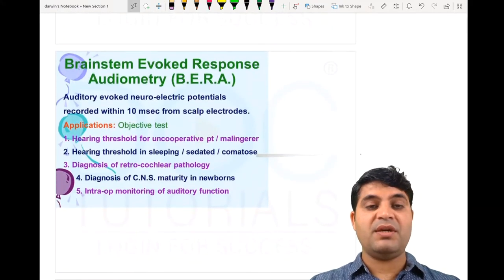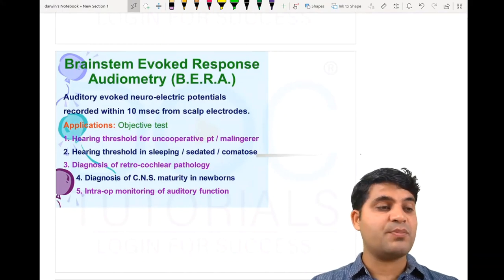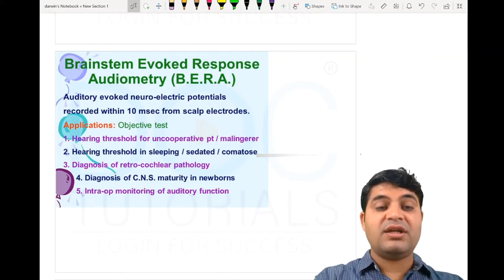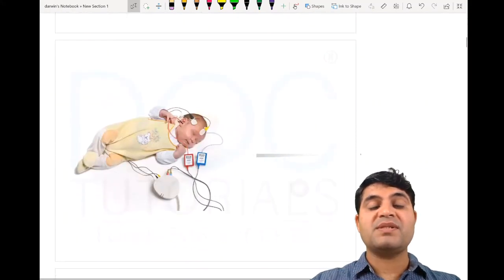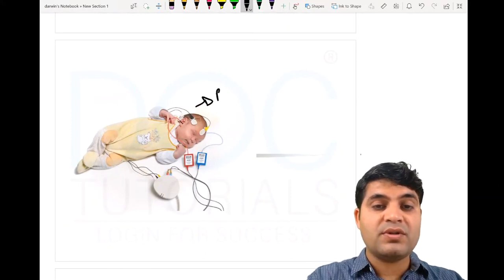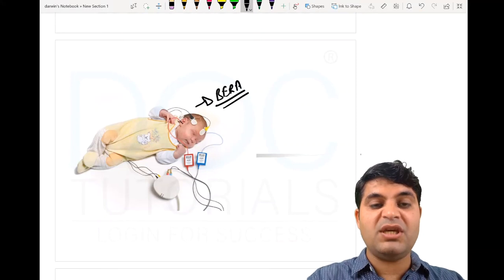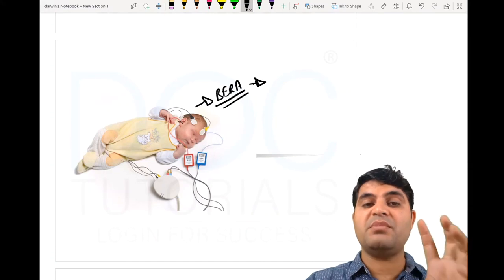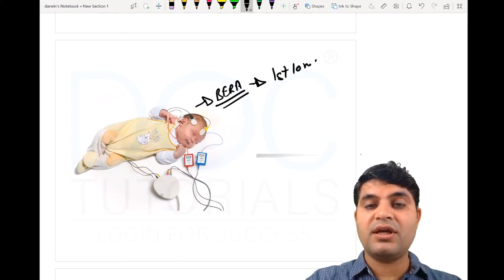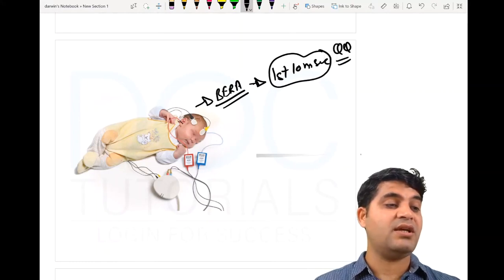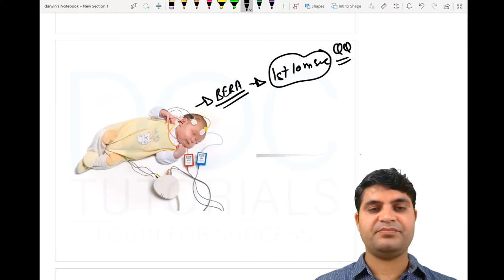If you see BERA, BERA stands for brainstem evoked response audiometry. Now you can see that BERA is recorded with multiple surface electrodes like this, in this particular picture. Somebody can ask you what is being done in the following picture. So this is BERA, and here you record brainstem activity for the first 10 milliseconds. So the next important question which is asked from you: first 10 milliseconds, right?